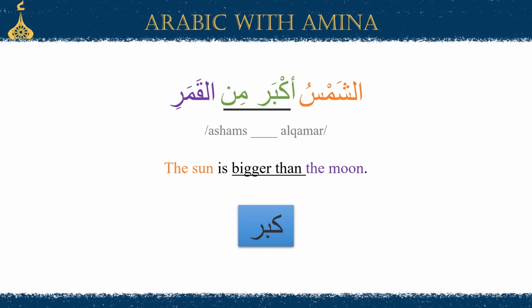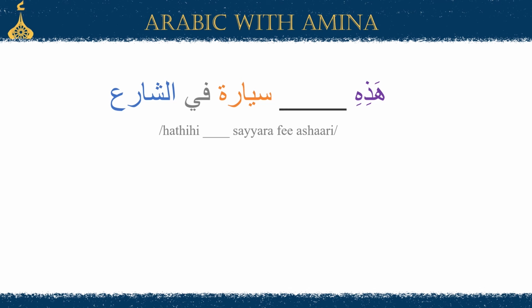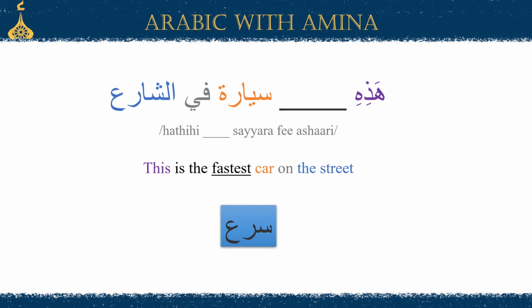To say the sun is bigger than the moon, we would say الشمس أكبر من القمر. We add alif to the root, making it akbar, bigger, and we include the word than, which is min. So الشمس أكبر من القمر. Our second exercise. هذه blank سيارة في الشارع. I want you to say, this is the fastest car on the street. The blank here is fastest. If the root word for fastest is سرعة, how would we fill in the blank?